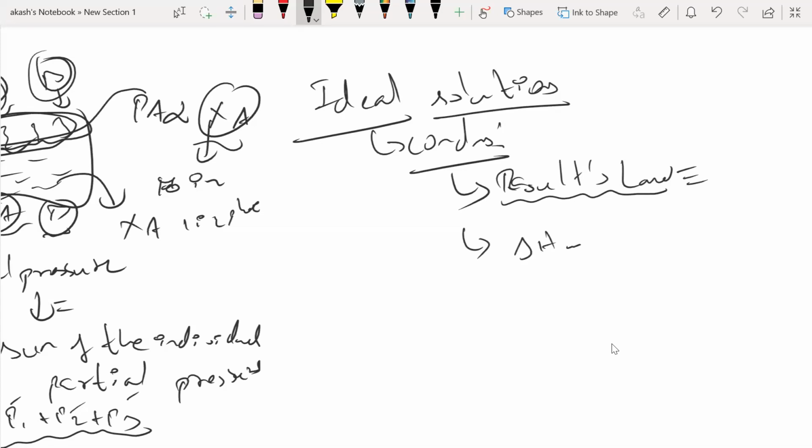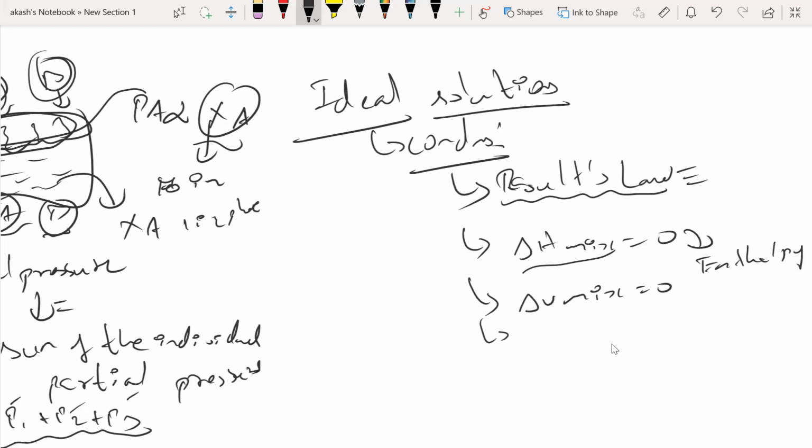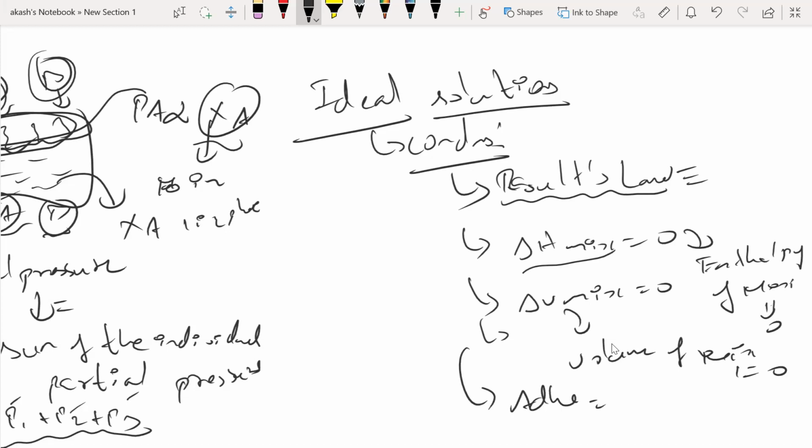Then the other point is that delta H mix should be equal to zero, and cohesive force is equal to adhesive force. That comes later. Before that, there's one more: delta V mix equals zero. If this is an equation, you must say that the enthalpy of mixing is zero. In the same way, you must say the volume of mixing is zero. And obviously the last point is that adhesive forces must be equal to the cohesive forces.